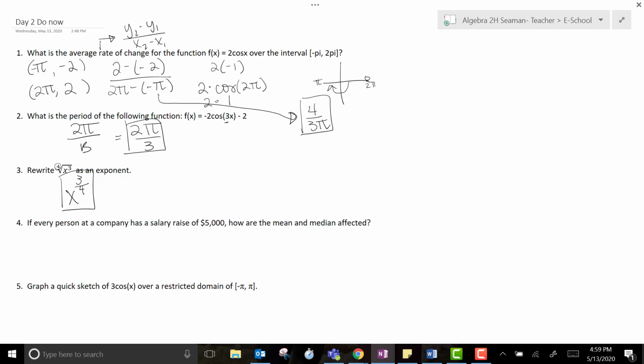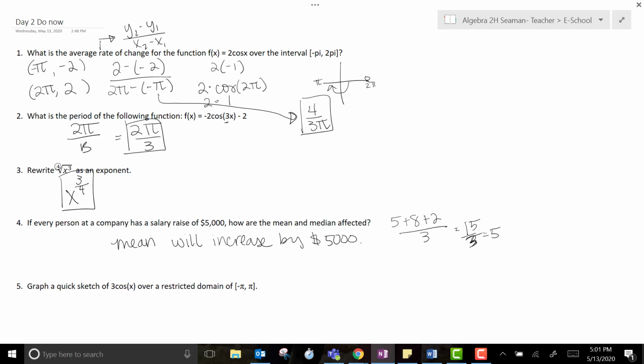If every person at a company has a salary raise of $5,000, how are the mean and the median affected? All right, so I know that the mean is going to be increasing by exactly 5,000. Because that's just like saying we can try some numbers here, right? If you have 5 plus 8 plus 2 divided by 3, we get 15 divided by 3, which is 5.